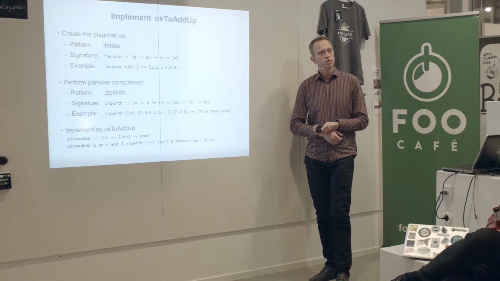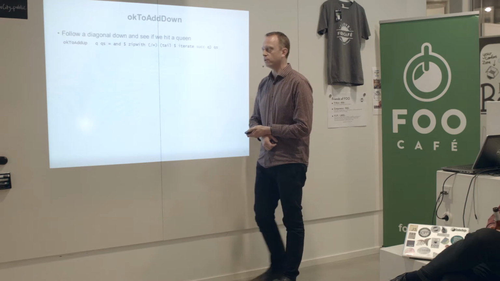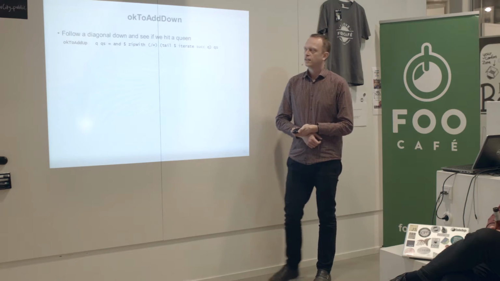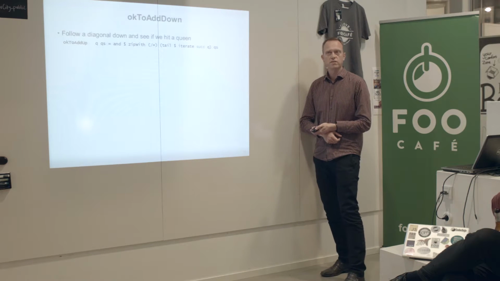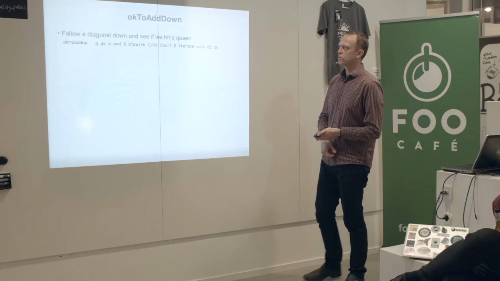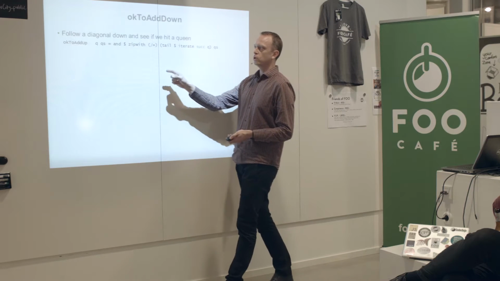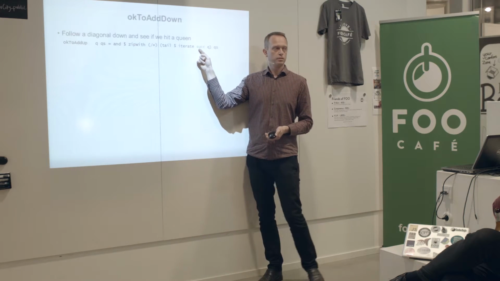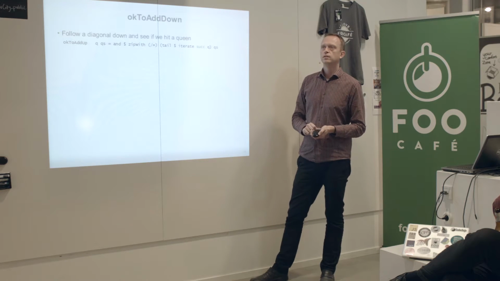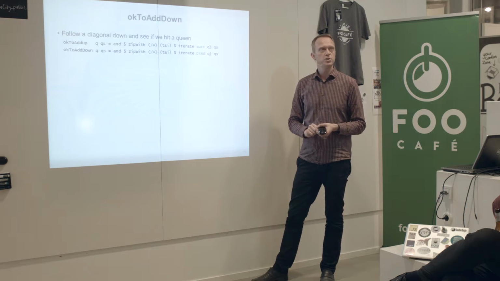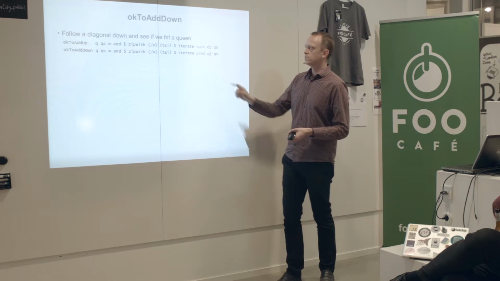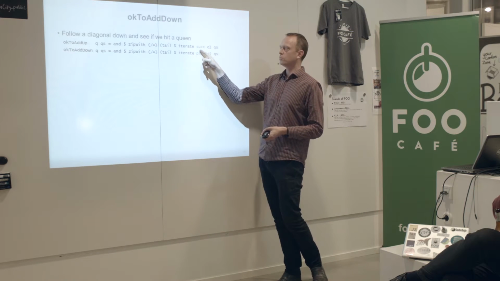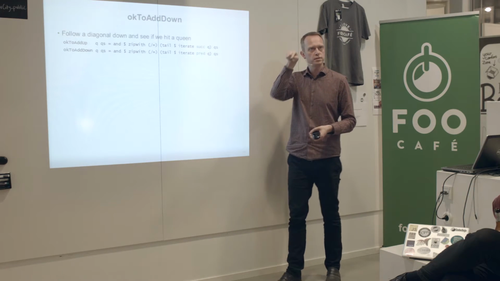Next step would be to do the same thing for OK to add down. And that is actually very easy once we have this implementation. Because the only thing that differs between OK to add up and OK to add down is this one. OK to add down can be expressed like this. Instead of using a successor function, we would use a predecessor function, which will create the diagonal down instead.